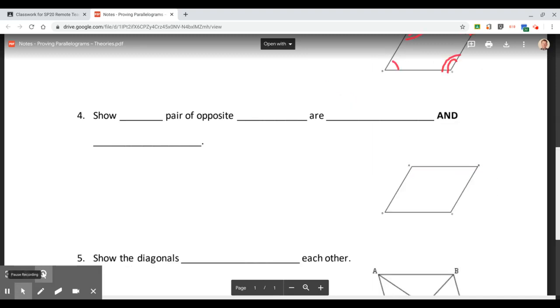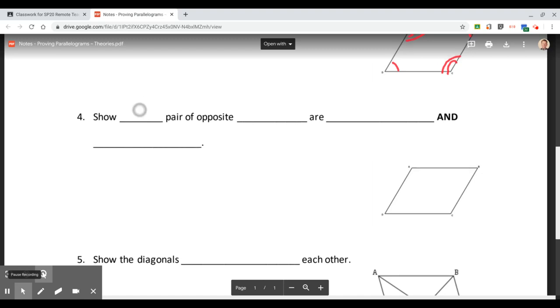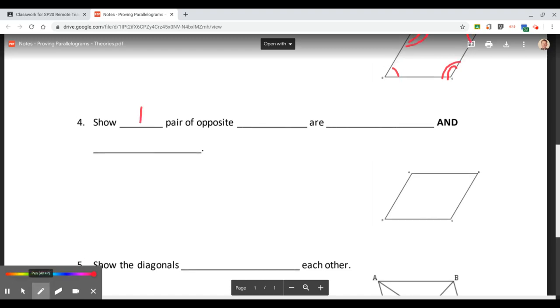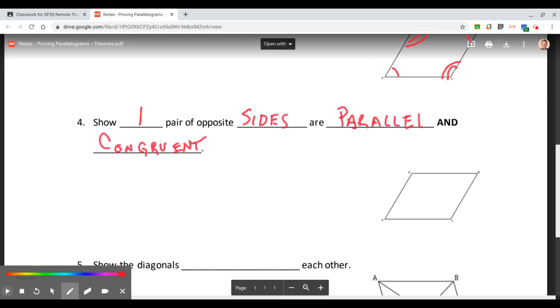The fourth theorem states, show only one pair of opposite sides are parallel and congruent. So you only want to show one pair of opposite sides are parallel and congruent. So it looks like this. So here's our parallel. So now these opposite sides are parallel. And then we have our dash to make them congruent. So these opposite sides are parallel and congruent, and you only have to show one pair of opposite sides. All right, let's look at the final theorem.